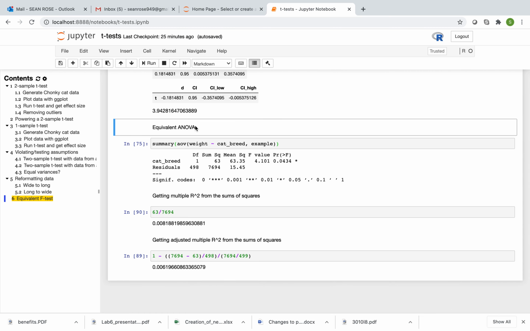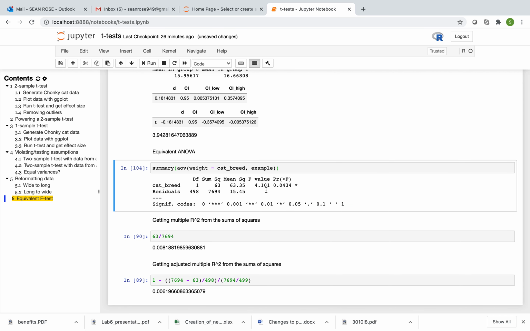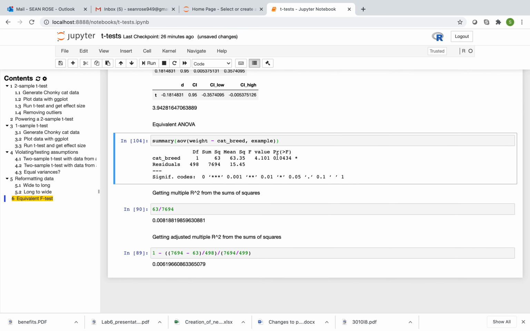Lastly, I want to show you that you can get the exact same result by using the ANOVA function, and this is what we're actually going to do in the next module, so I'm not going to go into detail of how it works. But again, you can see that the probability of getting an F statistic of this value or greater is equal to 0.0434. That's the same p-value as we got before. So all of these things are related.